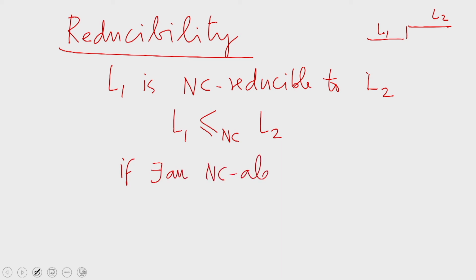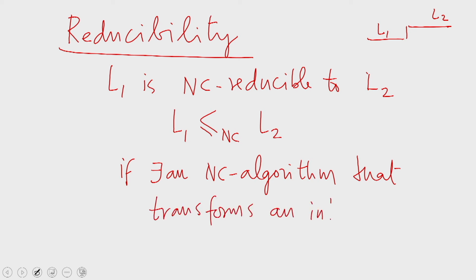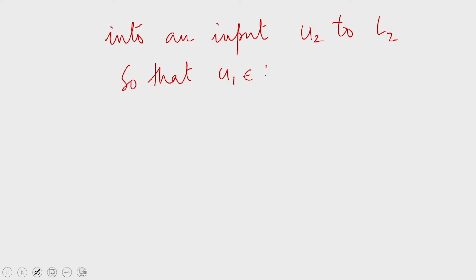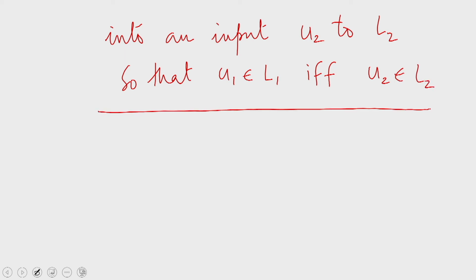As I said before, an NC algorithm is one which runs in polylogarithmic time using a polynomial number of processors. There exists an NC algorithm that transforms an input U1 to L1, that is, we are given a string U1 and we want to check whether U1 belongs to L1, into an input U2 to L2, so that U1 belongs to L1 if and only if U2 belongs to L2. If this is the case, then we say that L1 is NC reducible to L2.